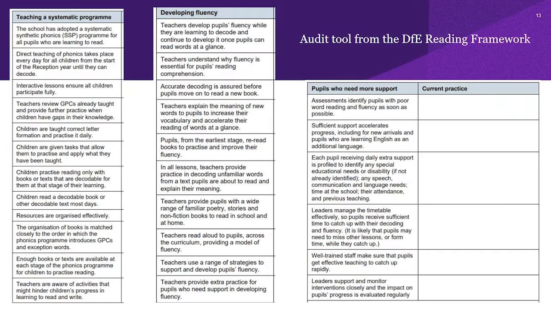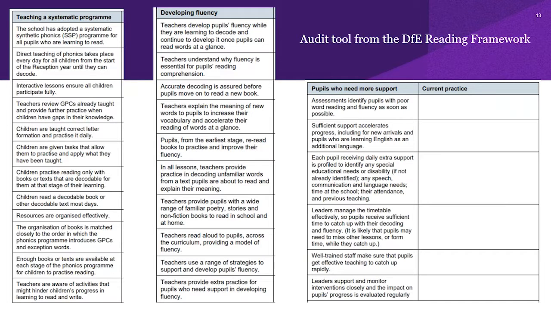So, for example, there you've got sufficient support accelerates progress, including for new arrivals and pupils who are learning English as an additional language. So thinking about the amount of support, are you providing specific support for children with English as an additional language, and exactly what that might be.